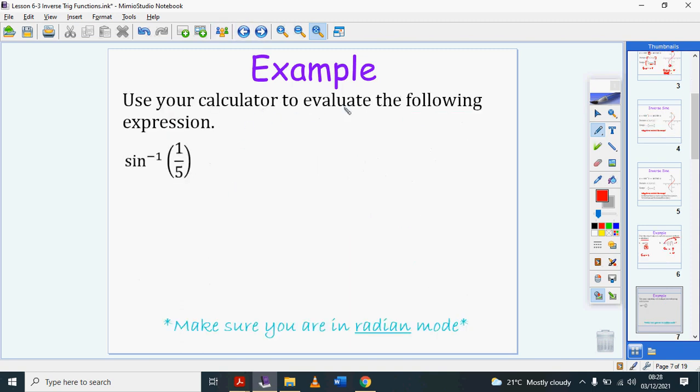Alright, evaluate the following. So again, you're asking yourself, what angle gives me a ratio of 1 out of 5, right? So you can just go to your calculator and type in sine inverse of 1 out of 5, or second function sine 1 out of 5, and see what you get. Make sure the calculator is in radians.